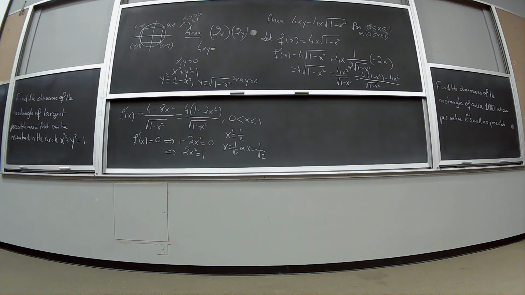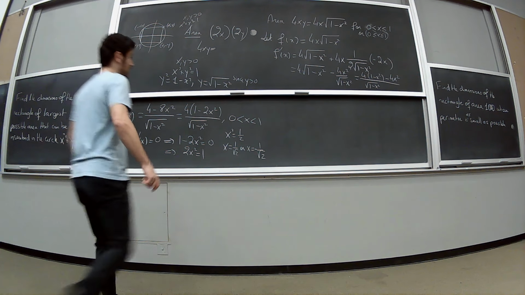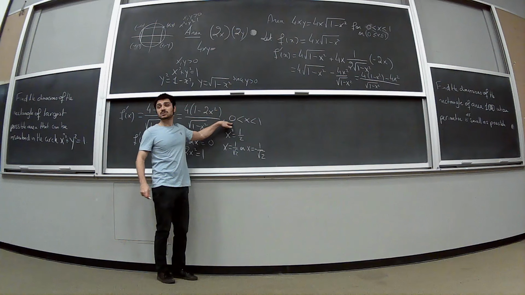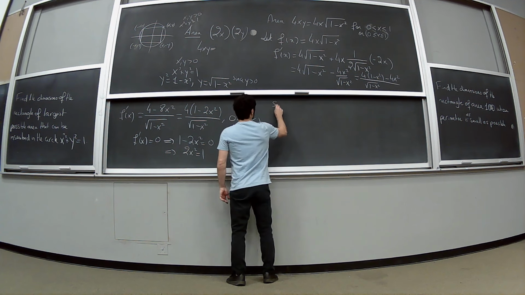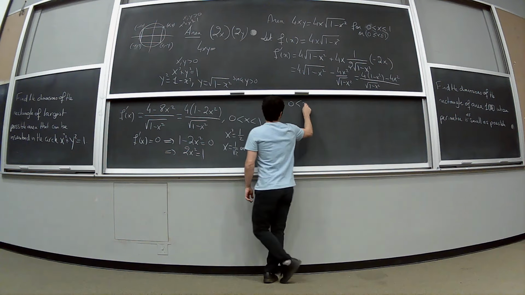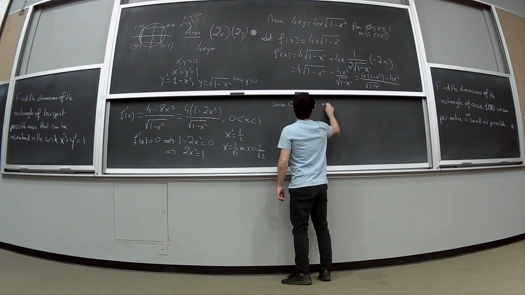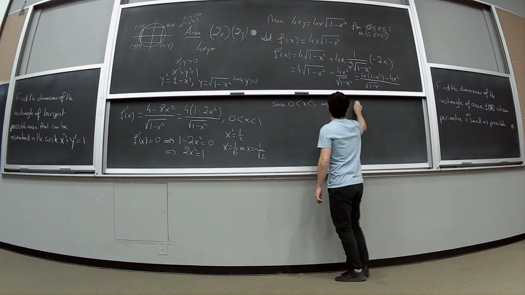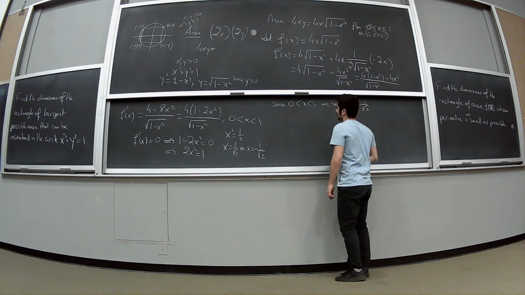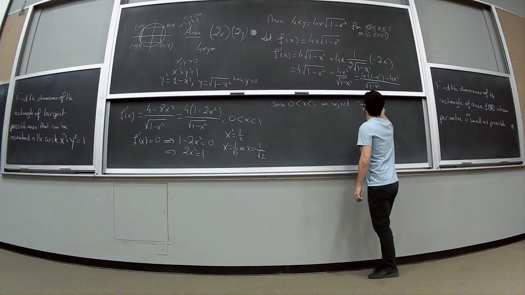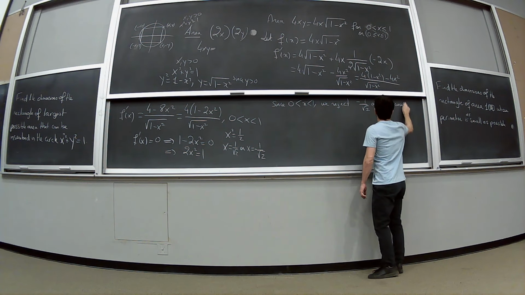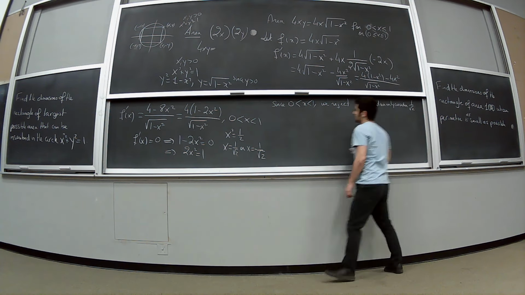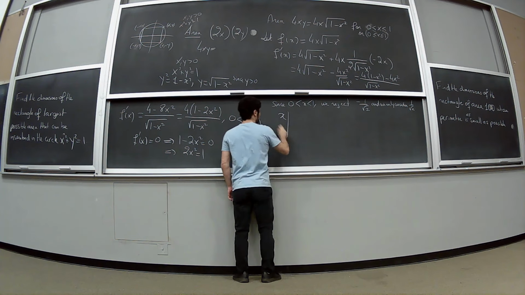The negative one we have to reject. Why is that? Exactly, because x is between 0 and 1. Since x is between 0 and 1, we reject the negative one, and we only consider 1 over root 2. Now let's just do the first derivative chart.